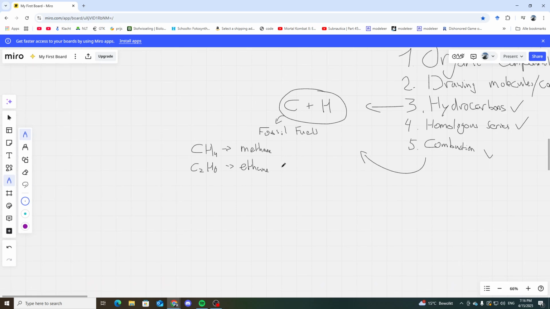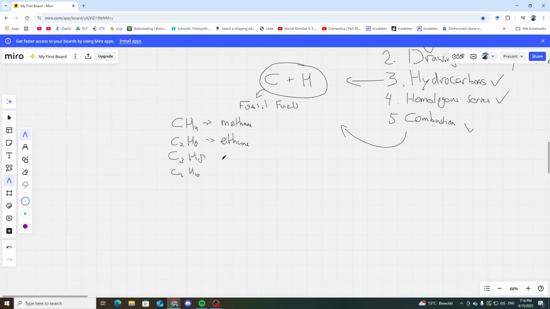Okay? So for all of these, I can just continue this as well. C3H6, C4H10, etc. What we can do is combust these things. Let me just put the names here. Propane and butane.